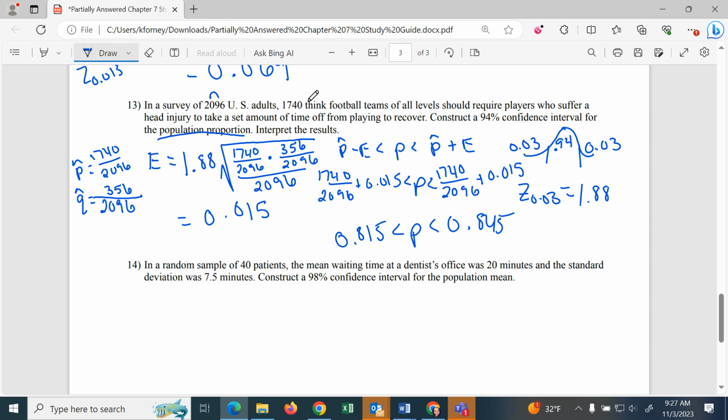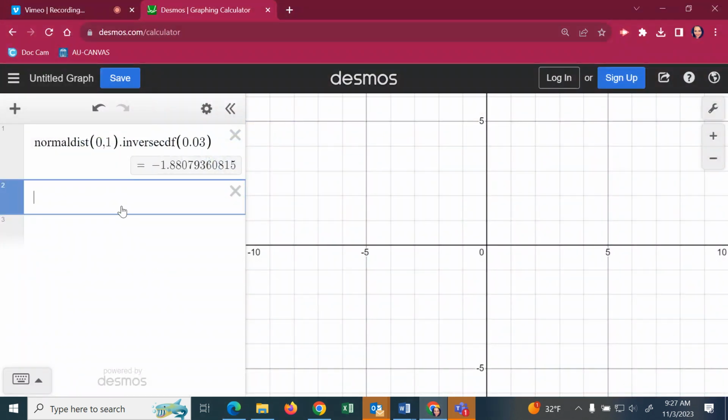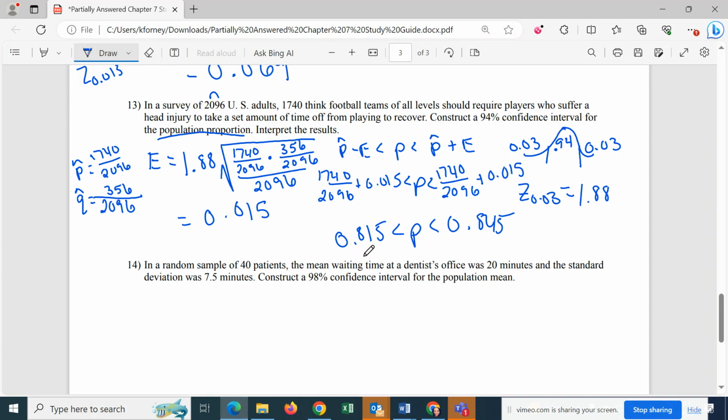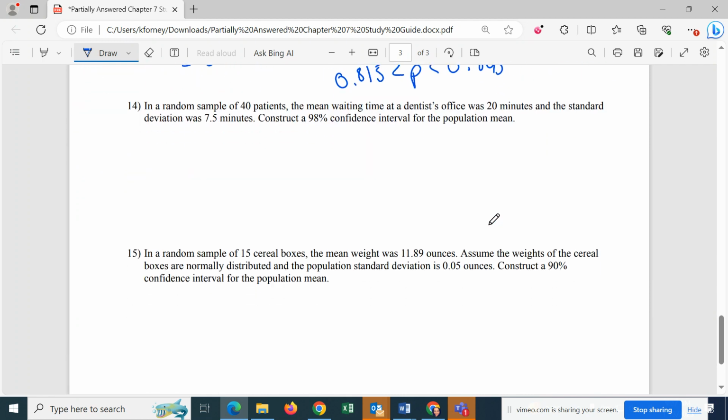So in our sample, we found the 1,740 over 2,096, which was, let's see what that was, so like our sample was 83%. That's what our sample found. But we're saying anything between 81.5% and 84.5% would fall in the 94% confidence interval.